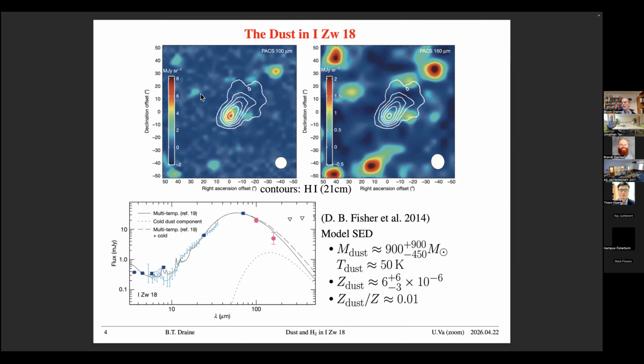And in this image, north is up. And so we see that where the 21 centimeter emission peaks, there's a very clear detection in the PACS 100 micron far infrared filter.